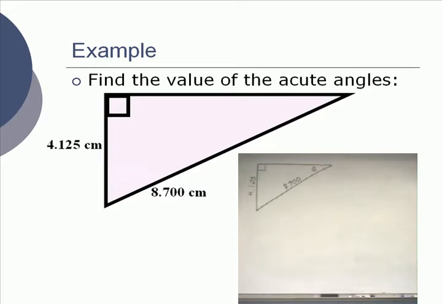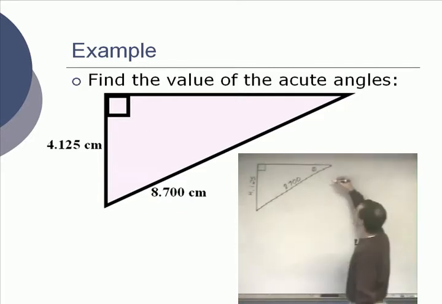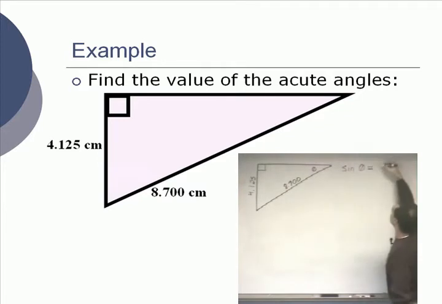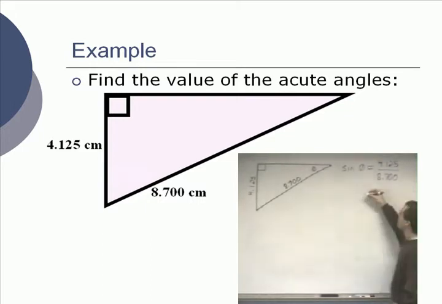Now, based on that, we can only find theta if we know two sides relative to that angle. What two sides do we know relative to that angle? Opposite and hypotenuse. So we know that the sine function is the one we're going to use, and we can conclude that the sine of theta is equal to the opposite, 4.125, over the hypotenuse of 8.700. Okay, well, we can divide that to find out what that ratio is, and we know that the sine of theta will be equal to 0.4741.